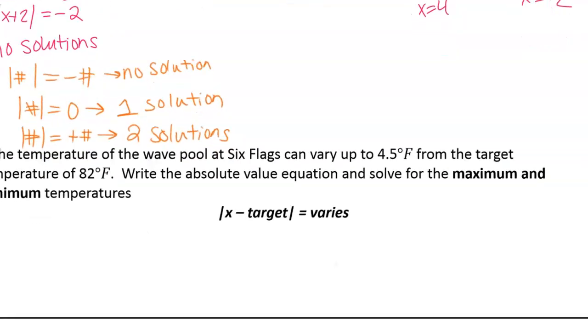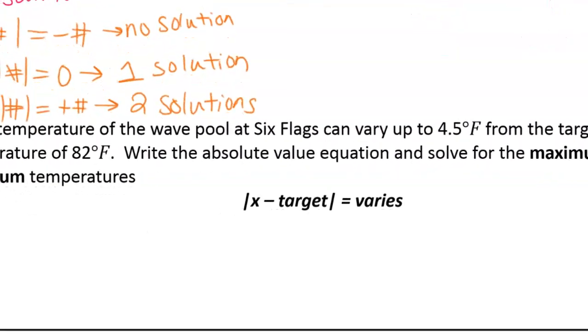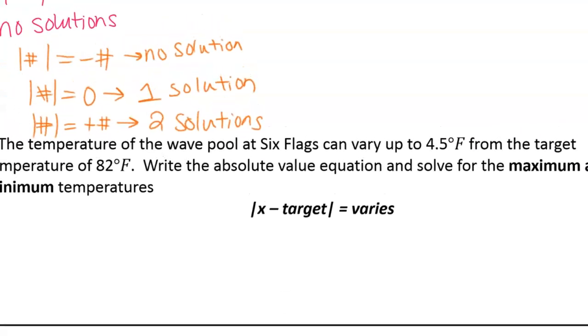All right, let's take a look at the word problem. The temperature of the wave pool at Six Flags can vary up to 4.5 degrees Fahrenheit from the target temperature of 82 degrees Fahrenheit. Write the absolute value equation and solve for the max and minimum temperatures. So first we have a vary up to 4.5, so I know varies is going to be 4.5. And then we have a target of 82 degrees Fahrenheit. So that's going to be our target.